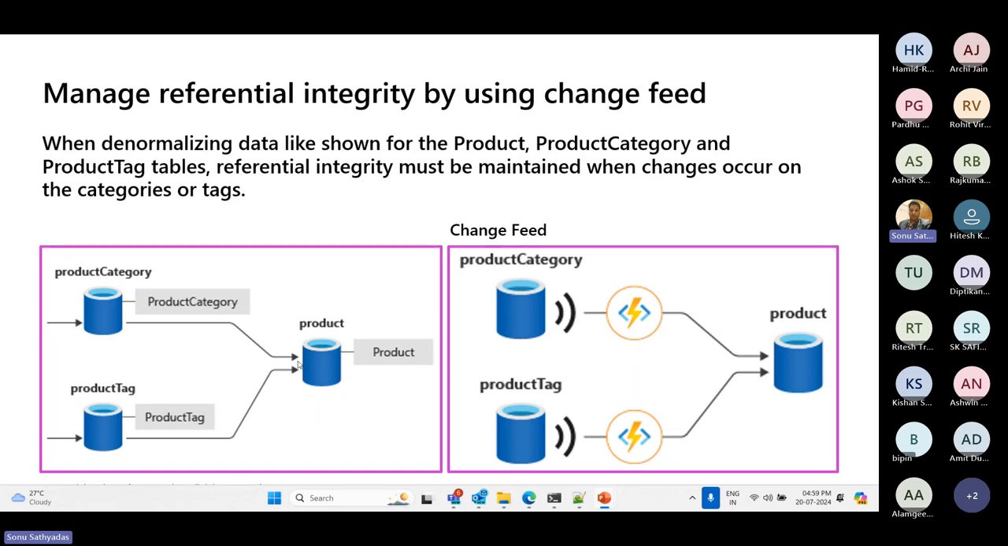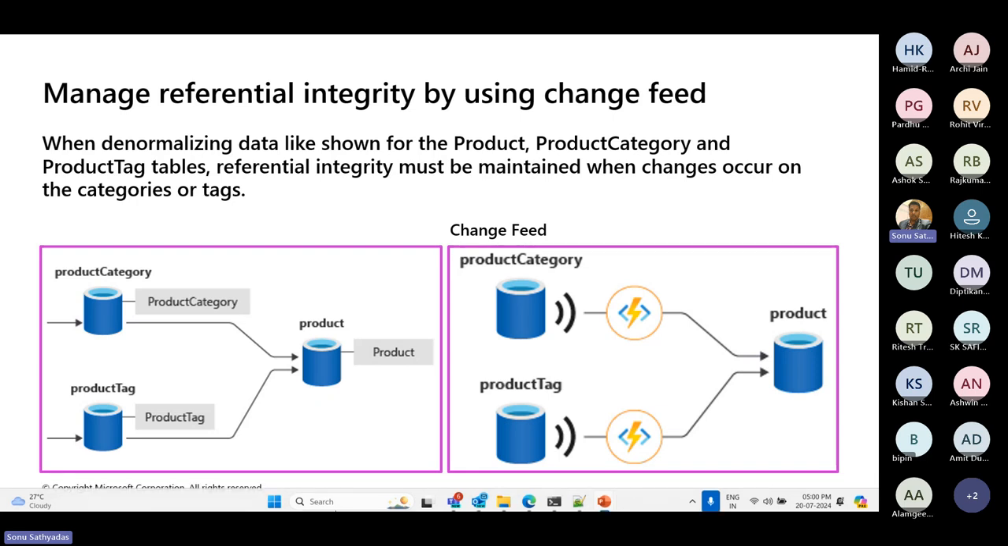For example, if somebody is renaming the category, suppose the current category name is electronics, and there are lots of products which have electronics as the tag value or category. When somebody renames this category to something else, maybe electronic items, so when we make the update inside the product category table, the same change should reflect in all the products which come in that particular category, right?